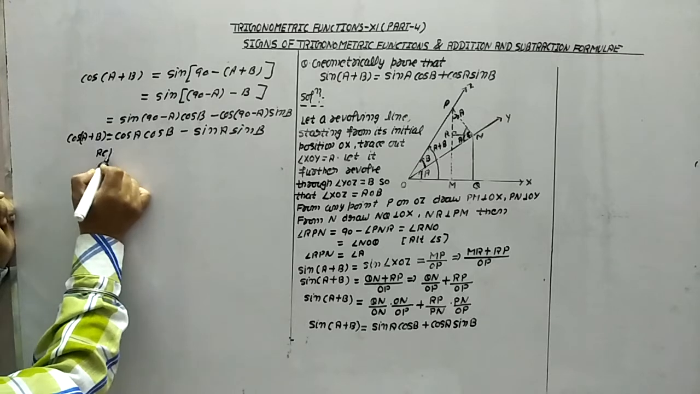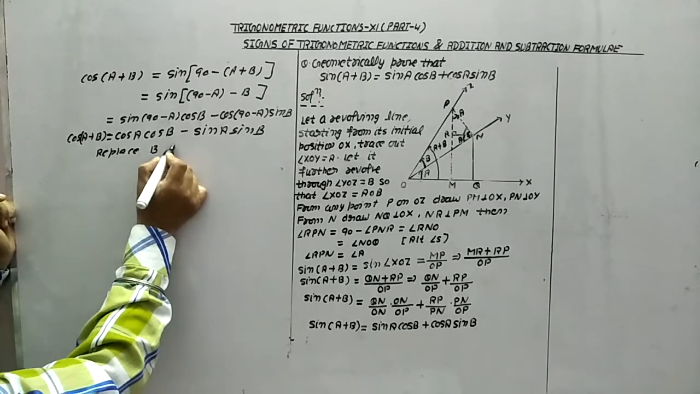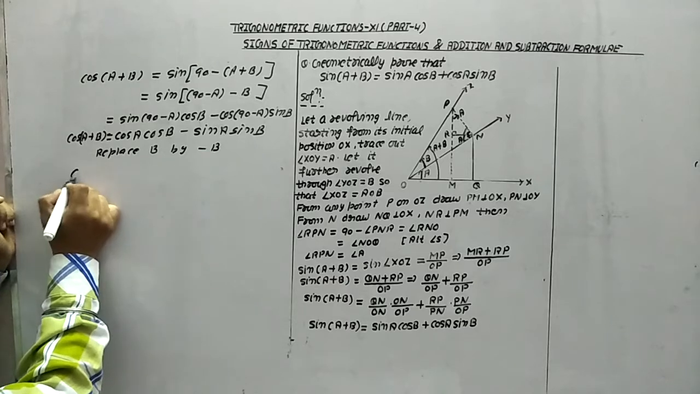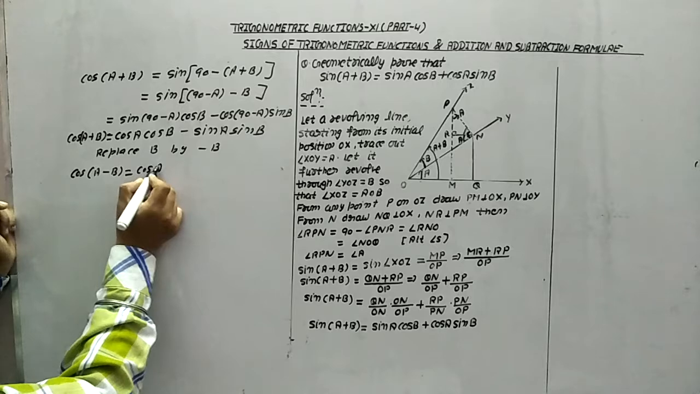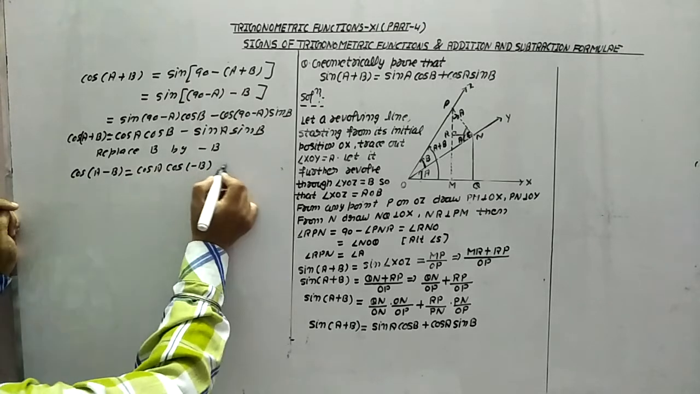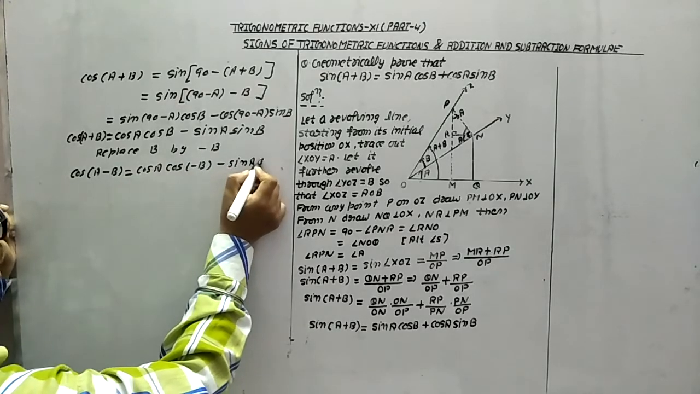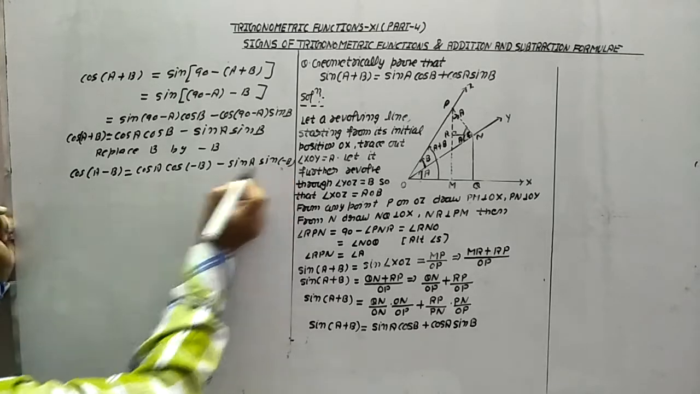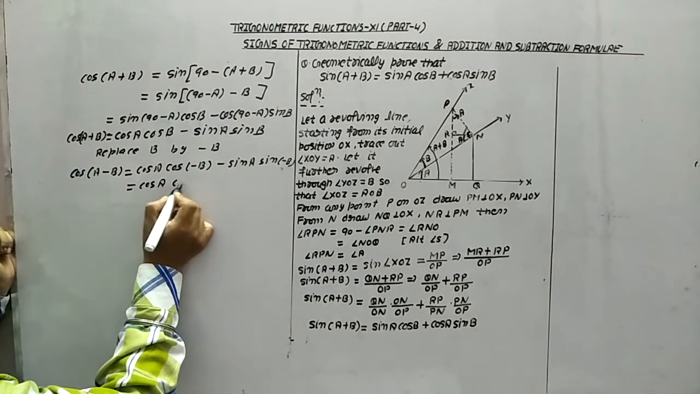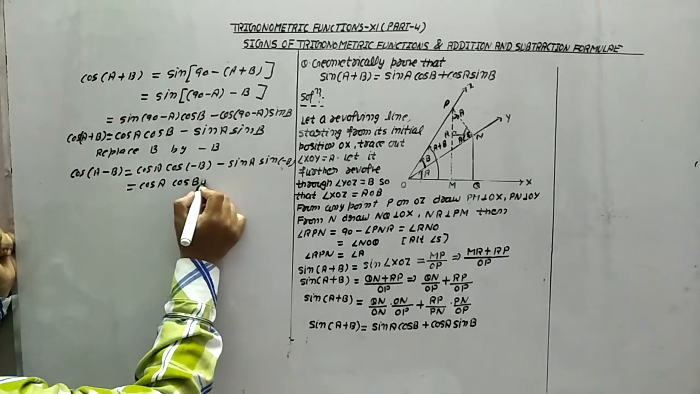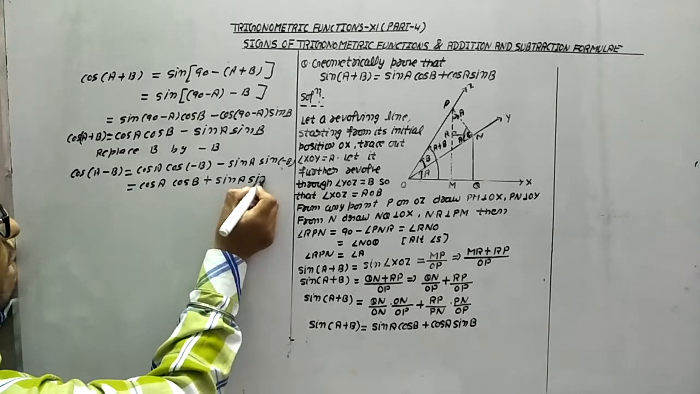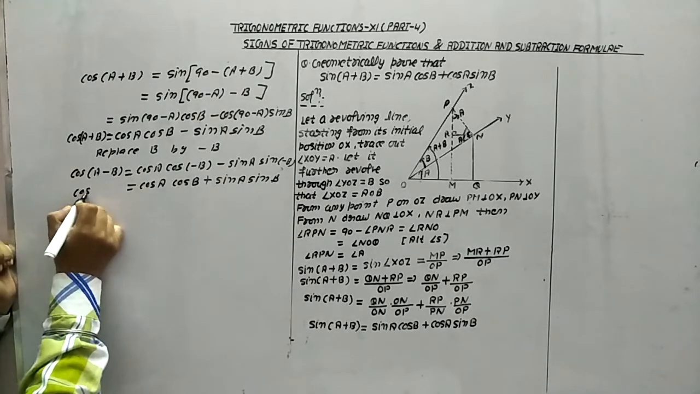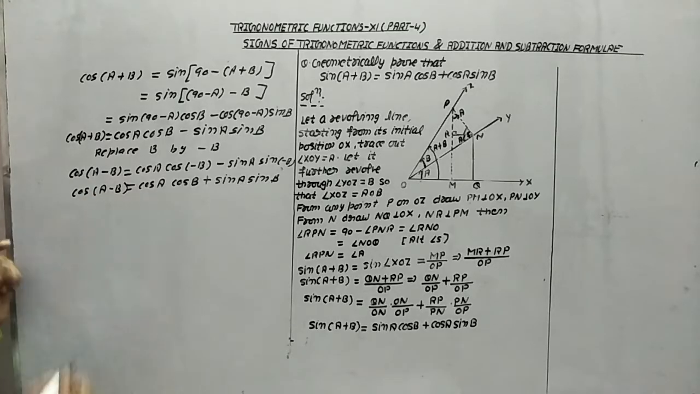Now in this, replace B by −B. So what will come? cos(A−B) equals cos A cos(−B) minus sin A sin(−B). Now cos(−θ) equals cos θ, so cos A cos B. sin(−θ) equals −sin θ, so plus sin A sin B. So this is the formula for cos(A−B): cos A cos B plus sin A sin B.